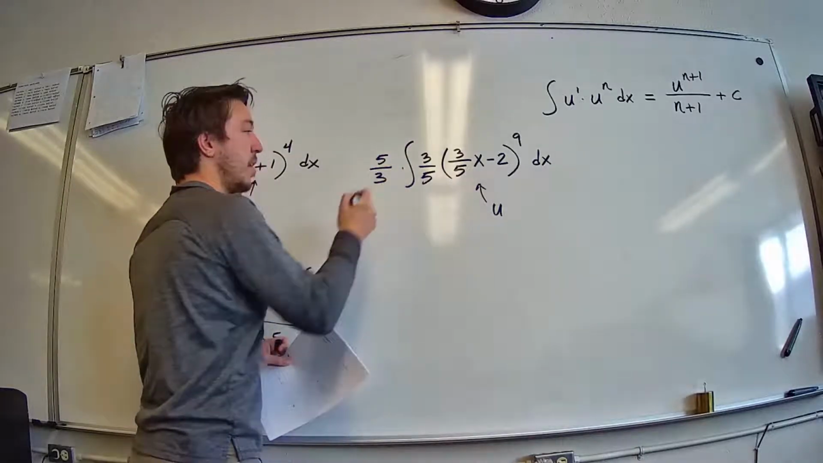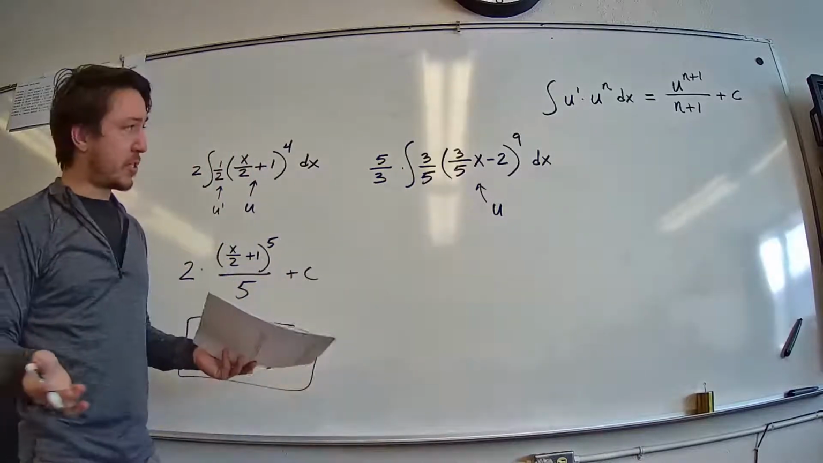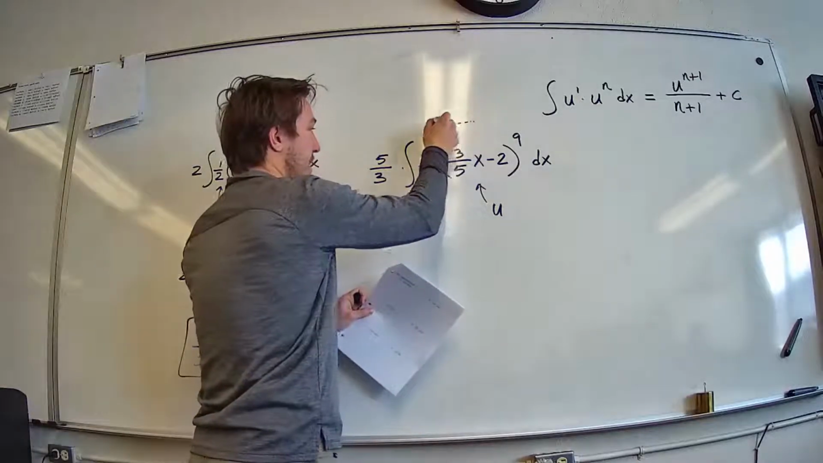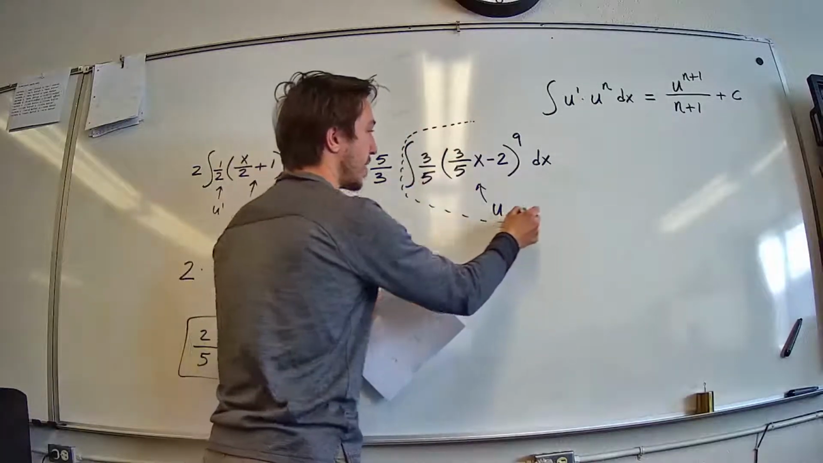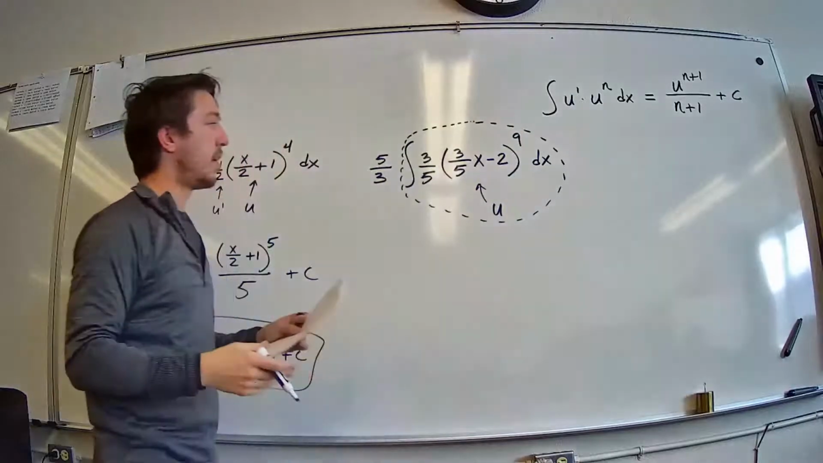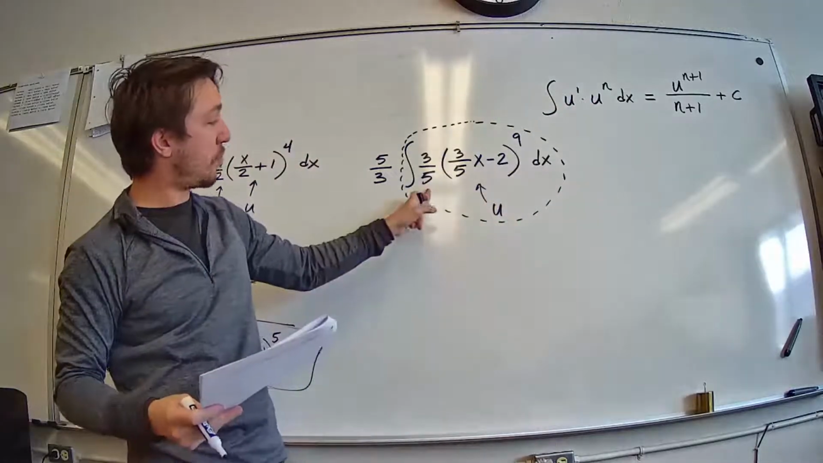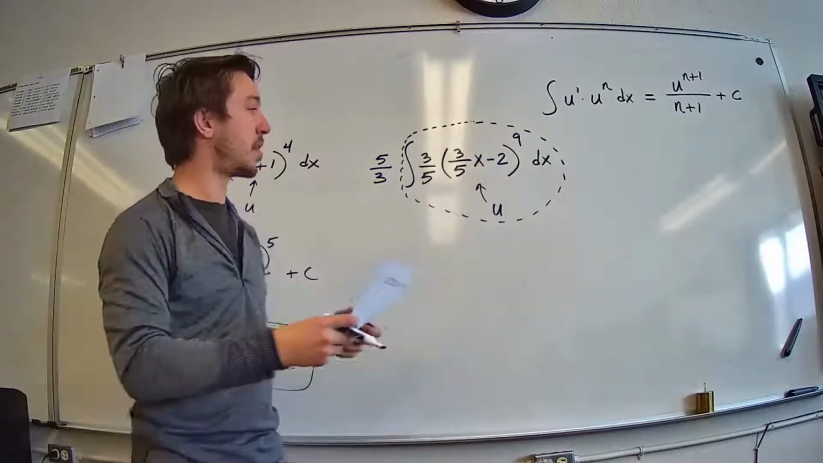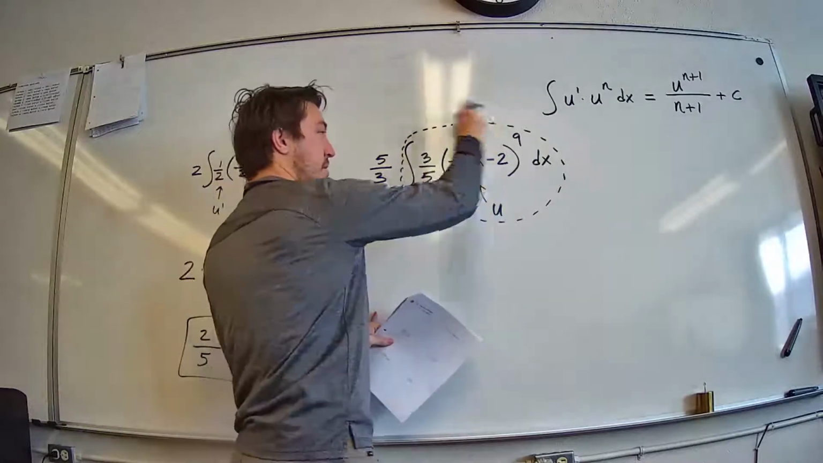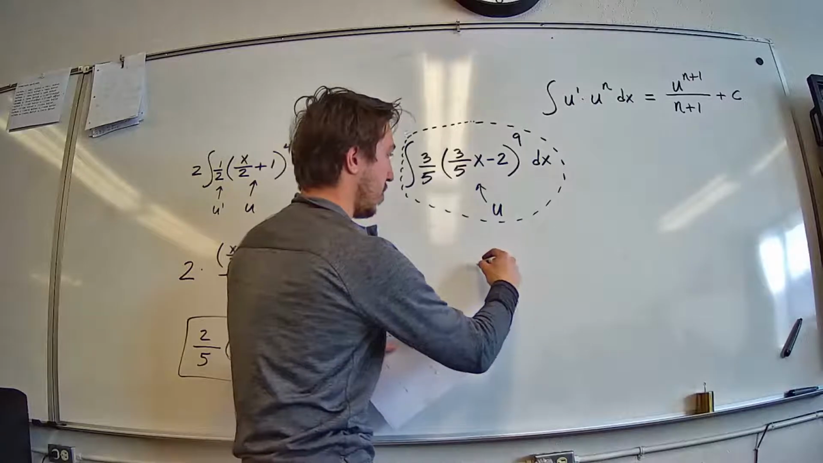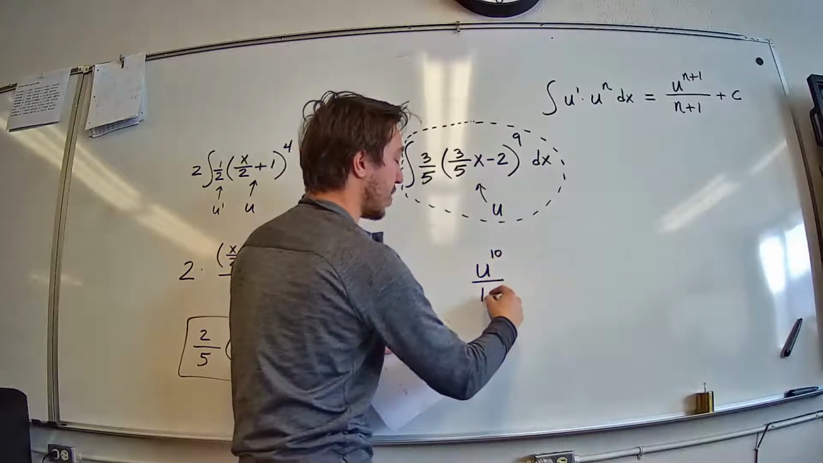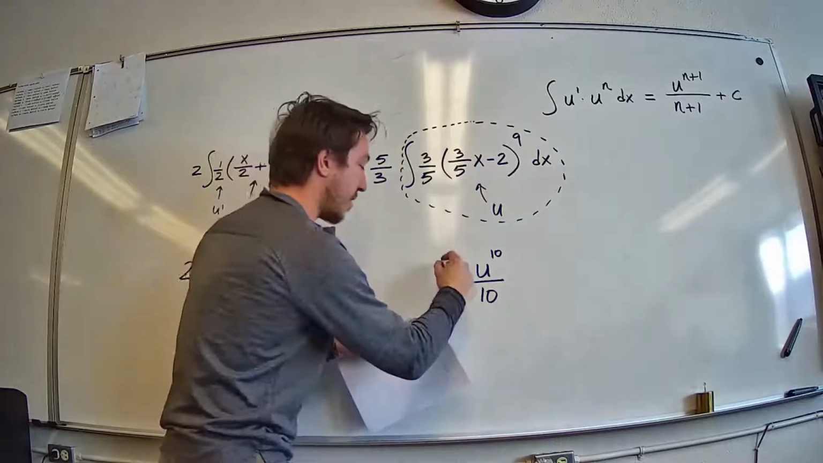5/3 out here. Now this is the tricky part for people to understand: this thing I'm putting the box around, the circle or whatever, that is u prime times u to the 9th. So this in the dotted circle becomes u to the 10th over 10. But don't forget, there's still a 5/3 there.